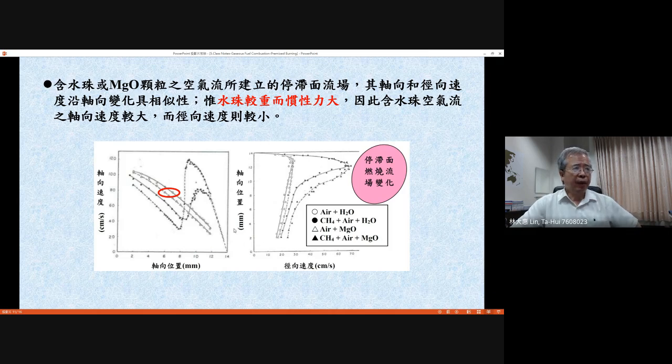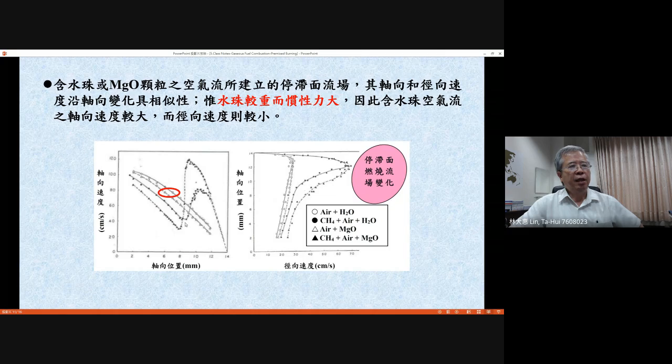Okay. Now look at the left figure. Here there is a comparison of the experimental data using water and magnesium oxide. Both of them show a velocity variation that can probably be described by a parabolic curve. We already have some theoretical analysis on this kind of distribution, right? This is a second order dependence on the axial coordinate.